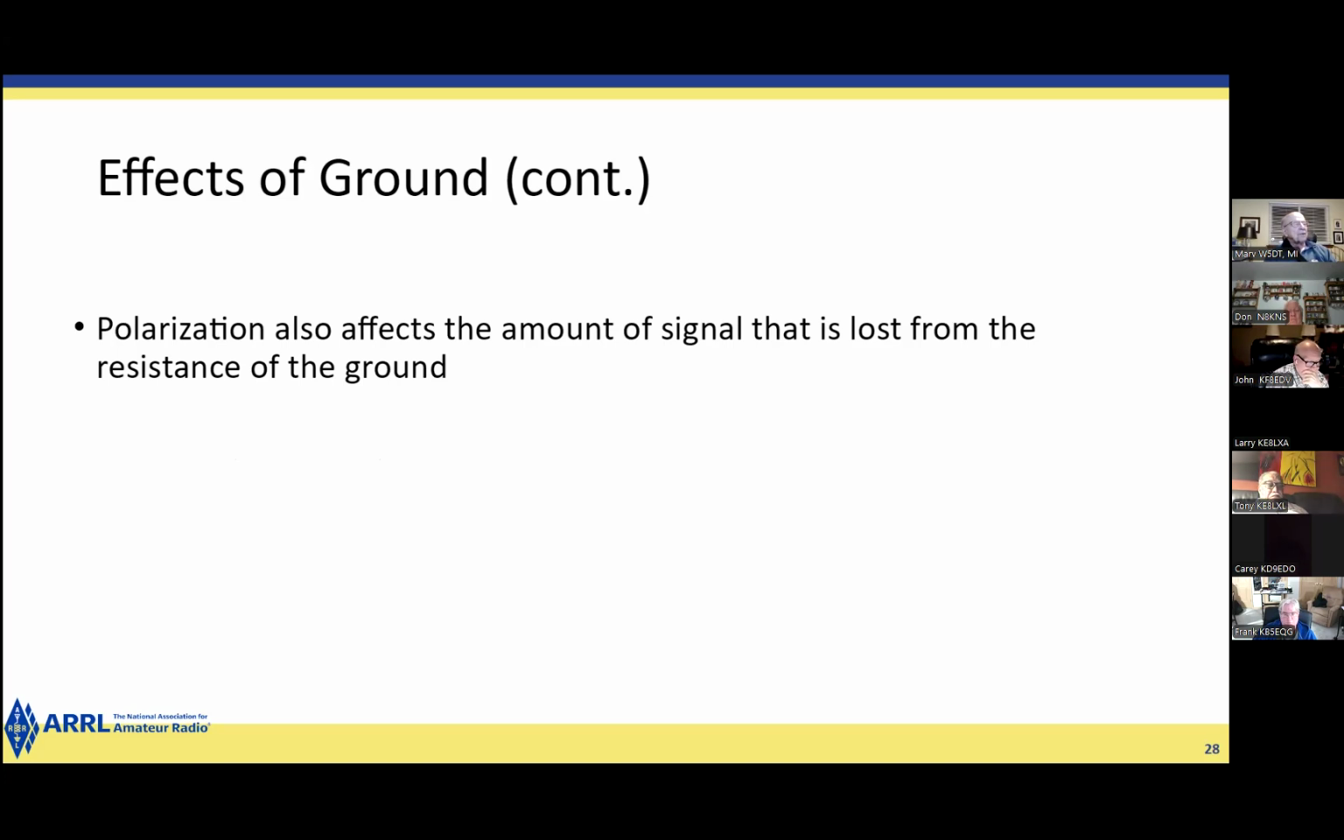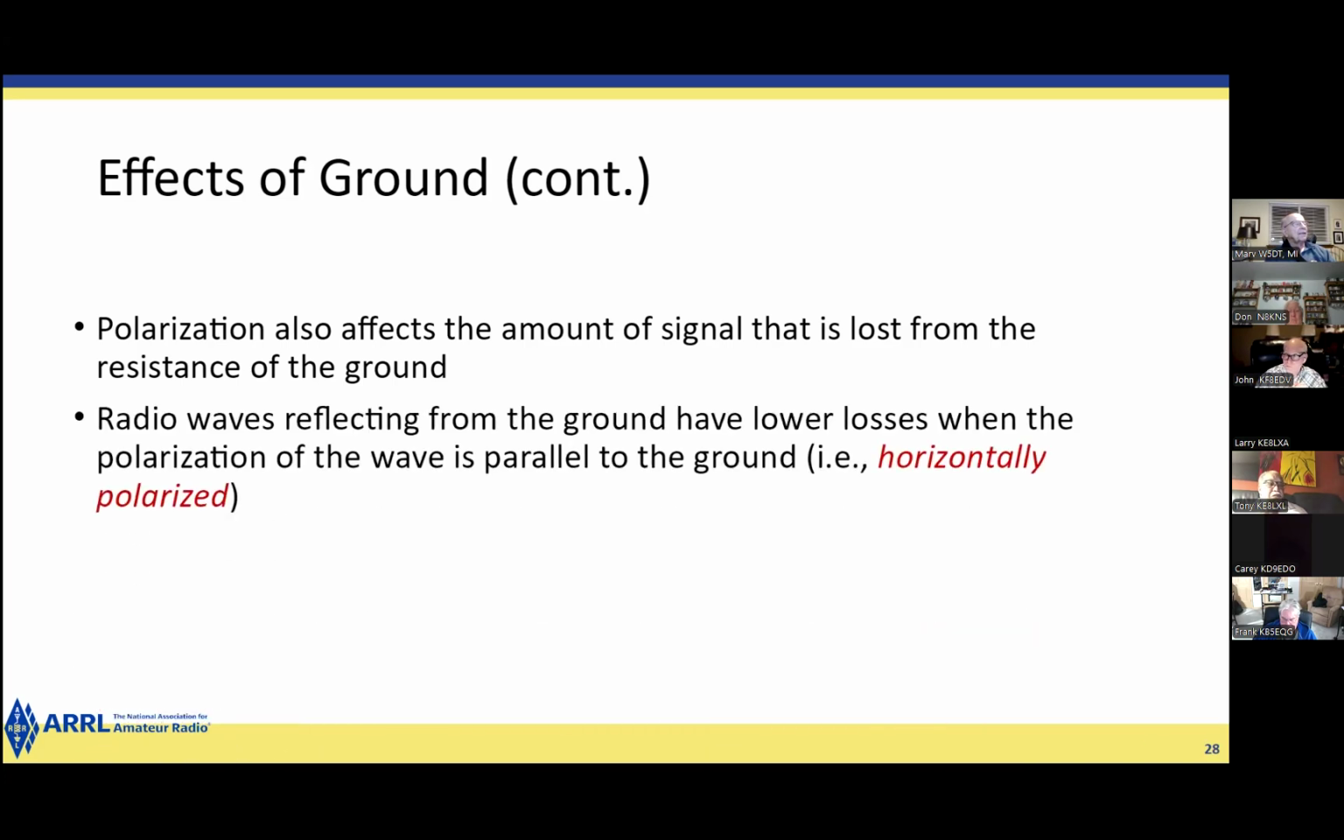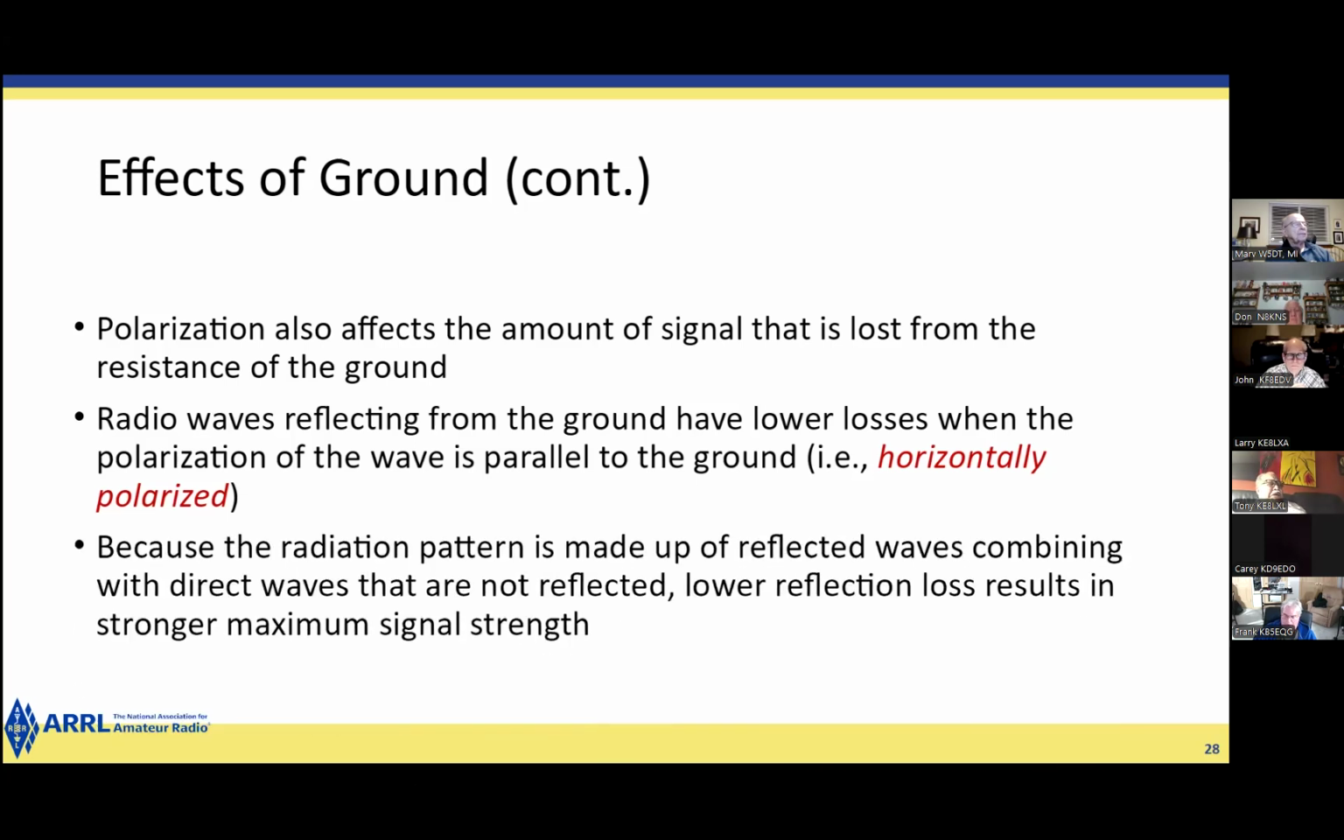Polarization also affects the amount of the signal that is lost from the resistance of the ground. Radio waves reflecting from the ground have lower losses when the polarization of the wave is parallel to the ground. In other words, it's horizontally polarized. Because the radiation pattern is made up of reflected waves combining with direct waves, lower reflection losses result in strong maximum signal strength.